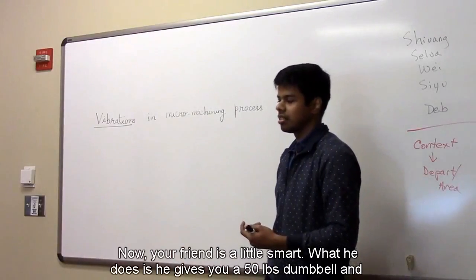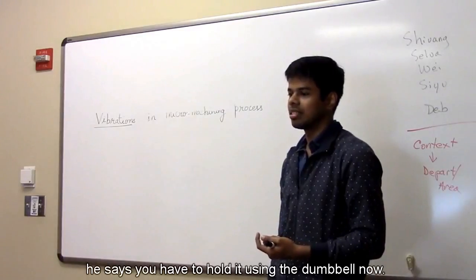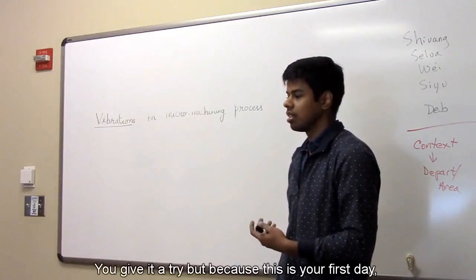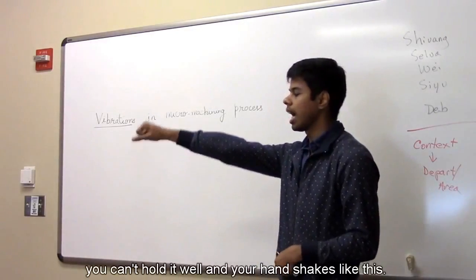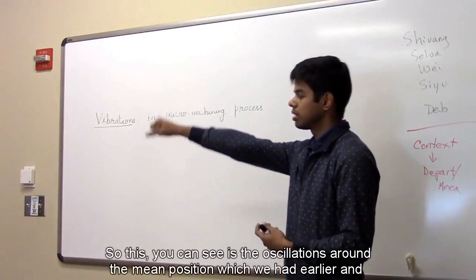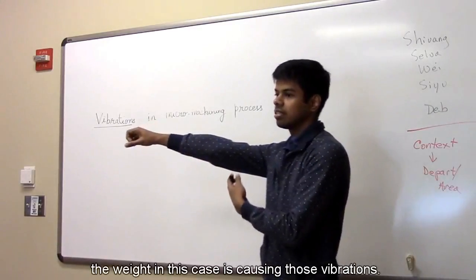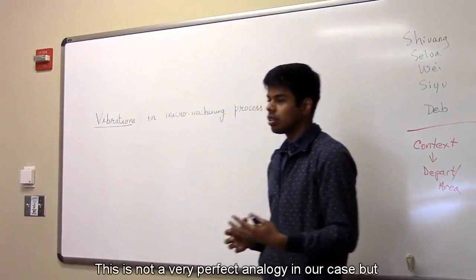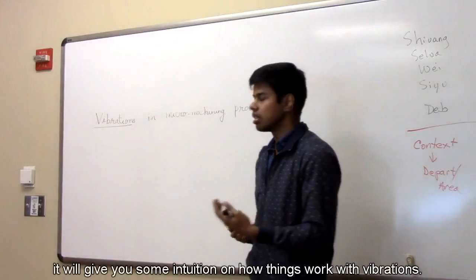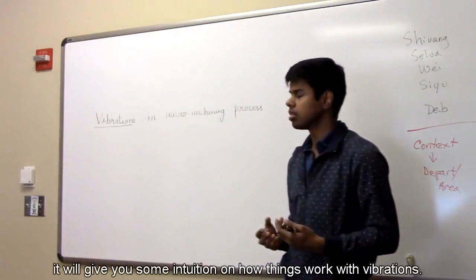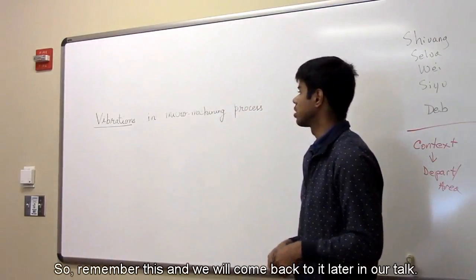Now your friend is a little smart. He gives you a 50-pound dumbbell and he says you have to hold it. You give it a try, but because this is your first day, you cannot hold it well and your hand shakes like this. So this you can see is the oscillations around the mean position which you had earlier, and the weight in this case is causing those vibrations. This is not a very perfect analogy, but it will give you some intuition on how things work with vibrations. So remember this and we'll come back to it later in our talk.